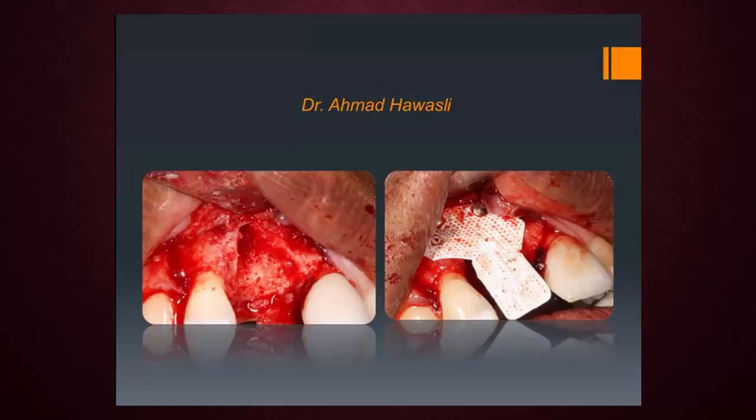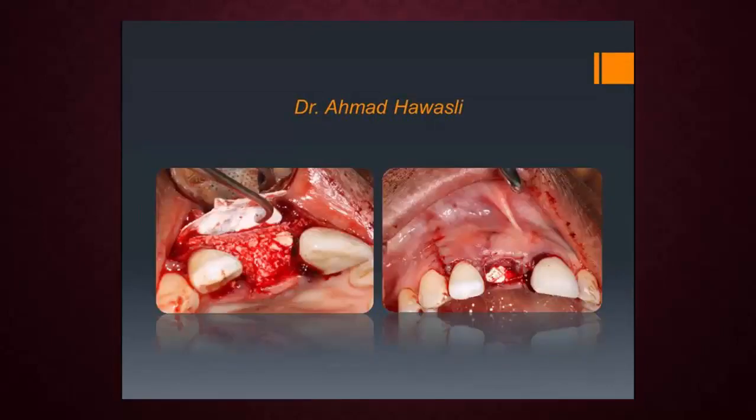So we did the decortication with a small round bur, and here we can see we trimmed the membrane and we kept the membrane away from the adjacent teeth, and we stabilized the membrane with tacks, and then we applied the bone graft. Here I used BioOss, the xenograft, and we completely covered the bone graft and sutured back the flap after the extraction.